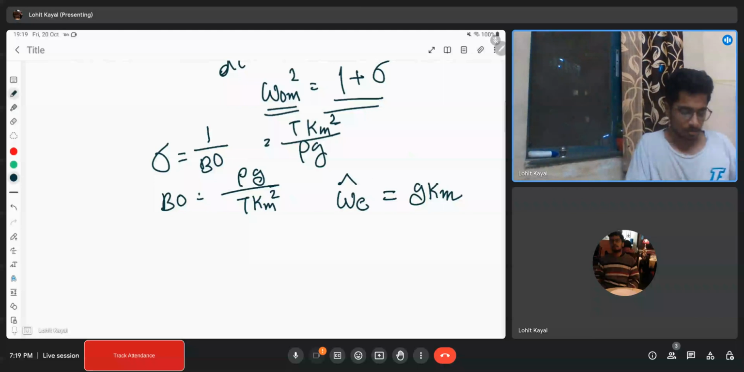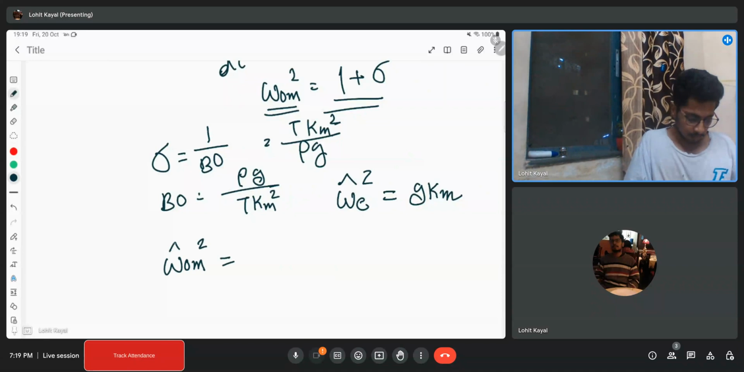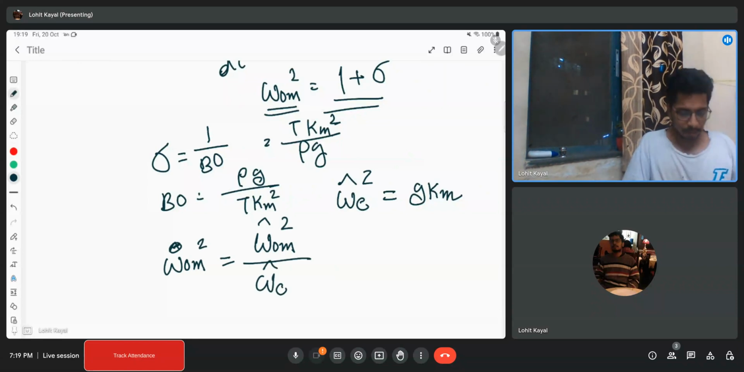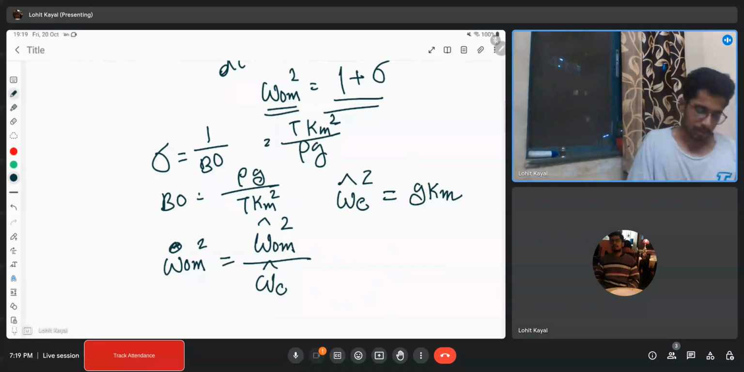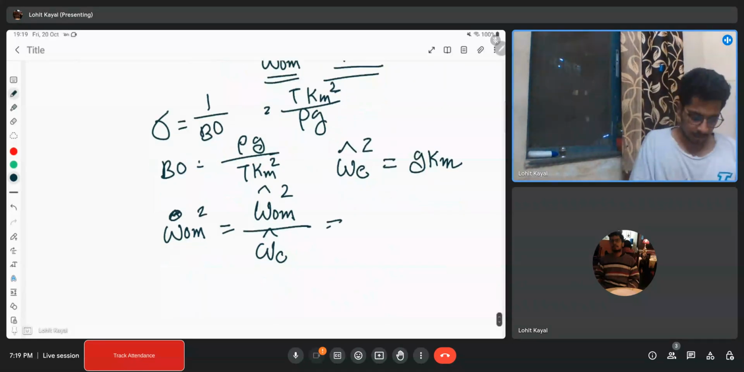ωc² is equal to g into km. So ω hat m square, how can I write it? It is ω hat m square dimensional divided by ωc square. Okay, that is the scale of the frequency, which is equal to 1 plus Tkm square by ρg.